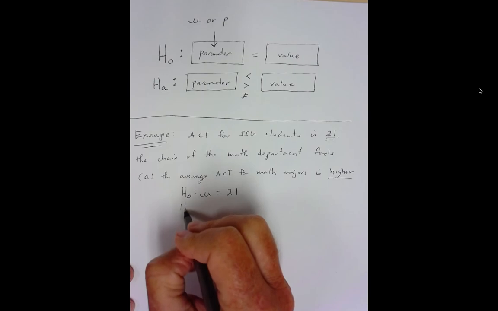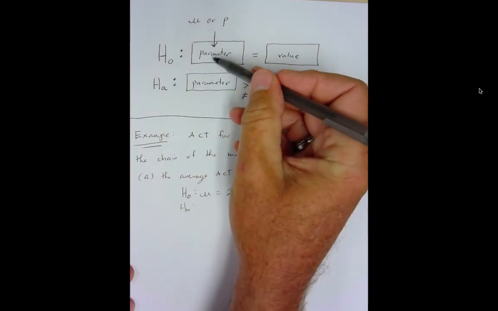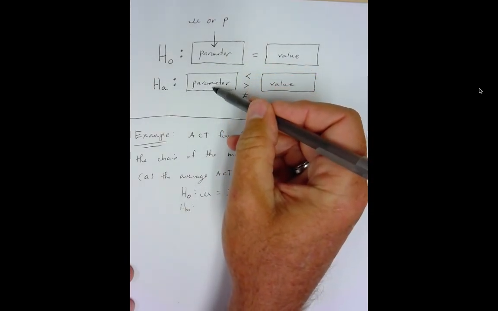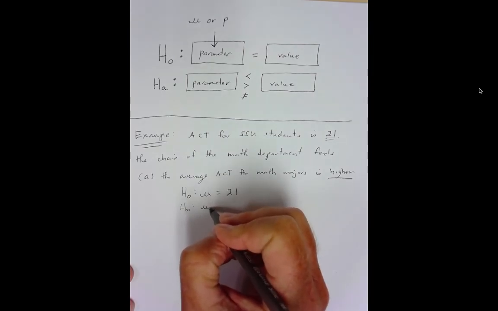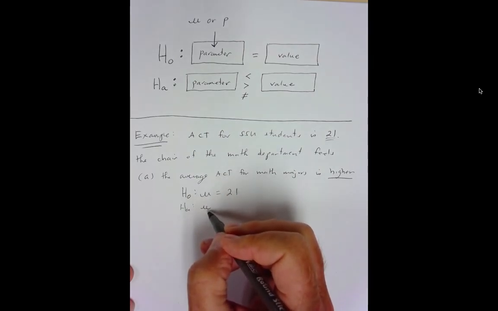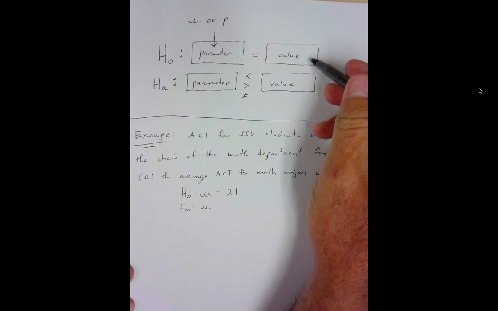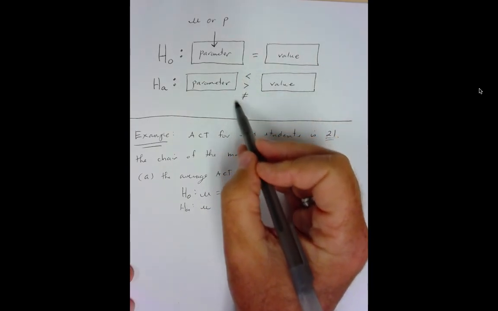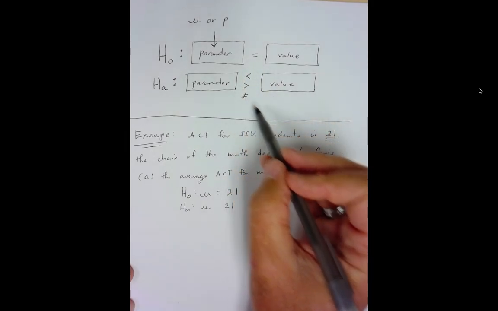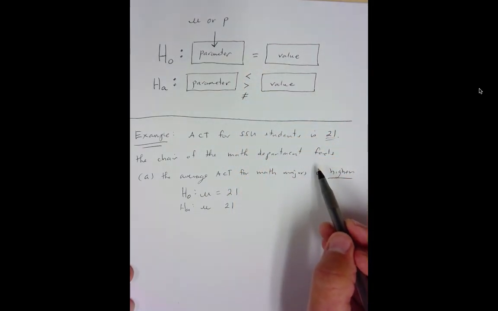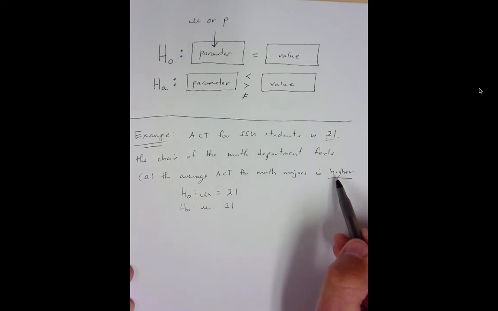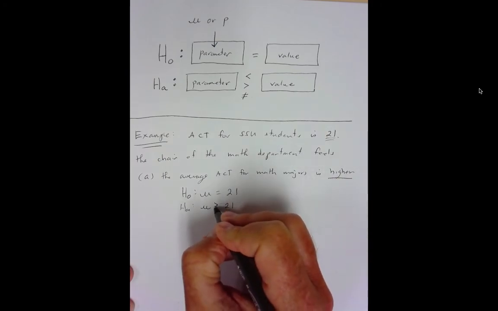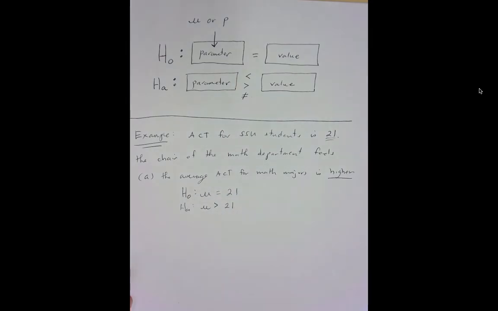What's the alternative hypothesis? Well, as I said up here, whatever parameter is used there has to be there. So we used mu, so mu has to be here. Whatever value is here has to be here. And then we choose one of these statements that represents what we want to test. Since this chairperson wants to test that the average ACT is higher, then we would put a greater than there.